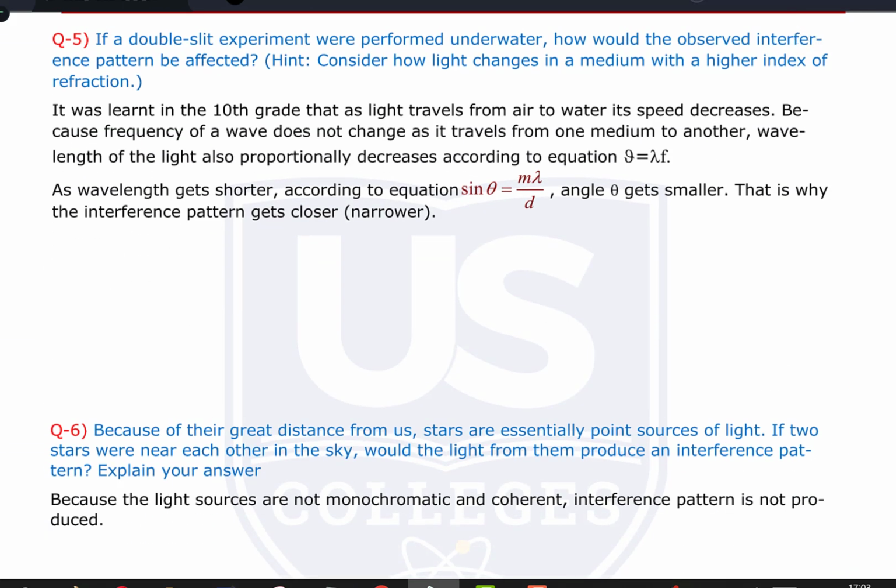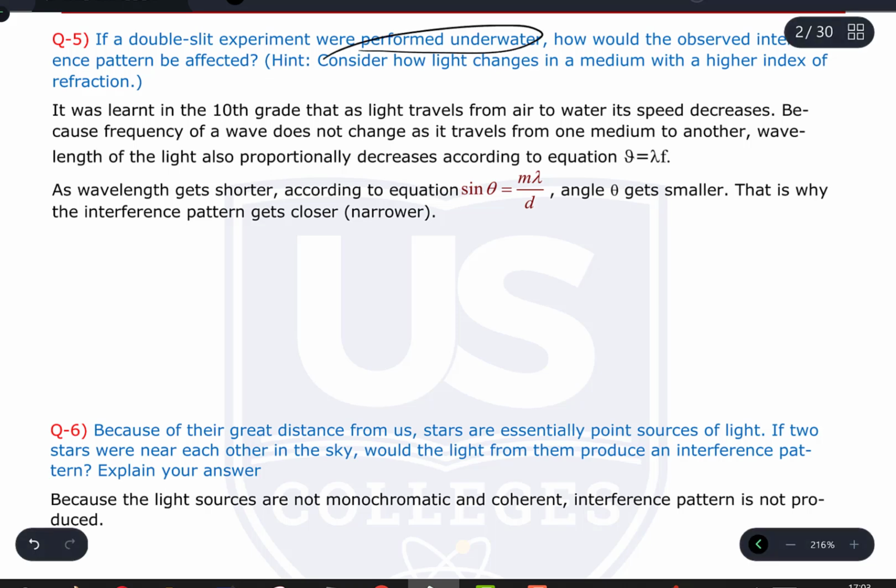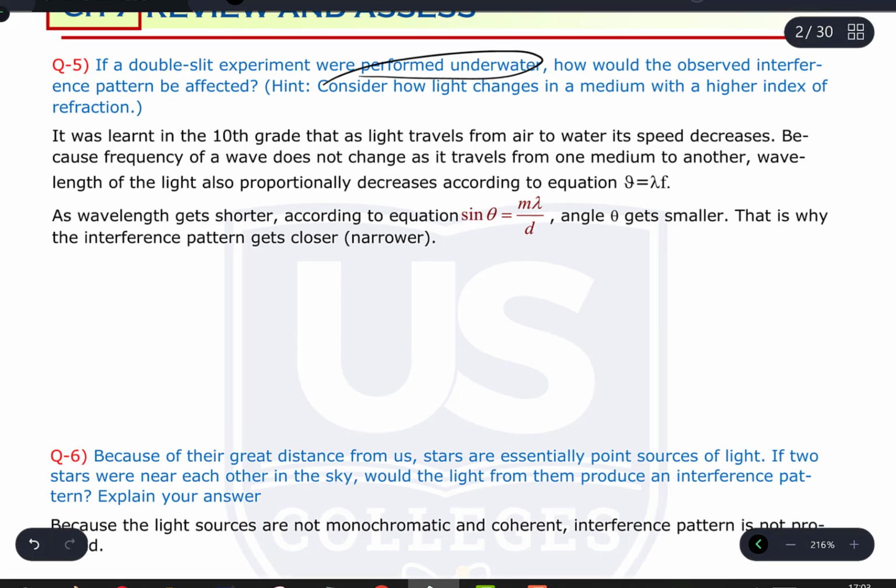Question number 5. If a double-slit experiment were performed underwater, how would the observed interference pattern be affected? Consider how light changes in a medium with a higher index of refraction. So the difference between air and water, this topic is studied in the 10th grade. As light passes from air to water, its speed decreases.